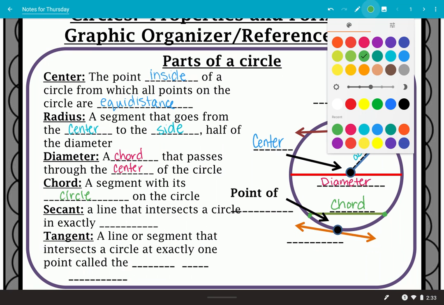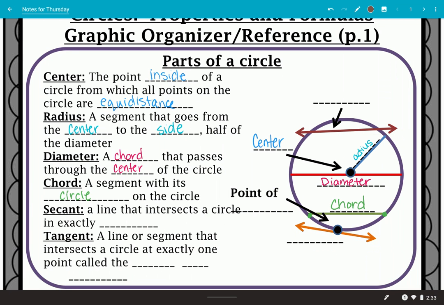Secant. The secant is a line that intersects the circle in exactly two places. So, and remember, line, that's a big one, line. Chord was a segment, okay? So here we're going to have the secant. And the way I remember it is, see, it can't end. It has the arrow, so it's never going to end. It's not going to have a stopping point.